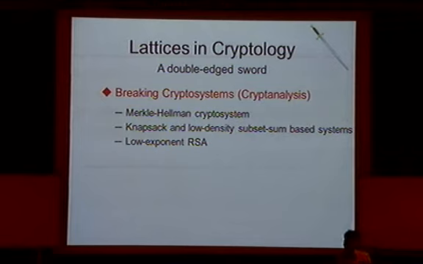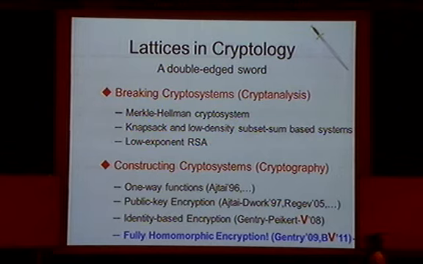So factoring is supposed to be a hard problem. Given n equals p times q, a product of two primes, it's hard to factor. But using lattices, if I give you a small number of bits of either of the factors, you can actually compute the entire factor. This is an amazing application of lattices, and it can again be used to break cryptosystems.